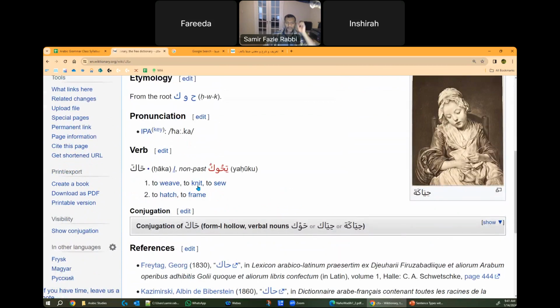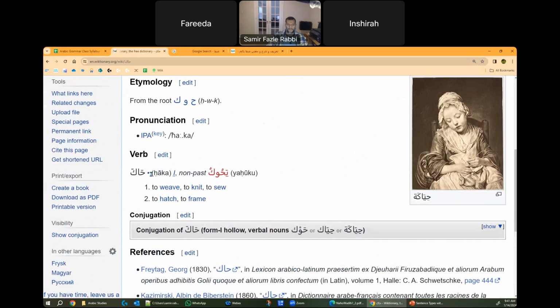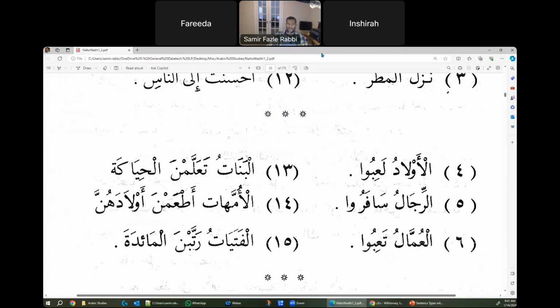Oh, okay, like weaving or knitting. All right. And this is a verb form of it, but yeah, hiyaka right here. That's like the gerund or whatever. All right, so okay, so here al-ummahat, the mothers, atamna awladahunna, they fed their children.